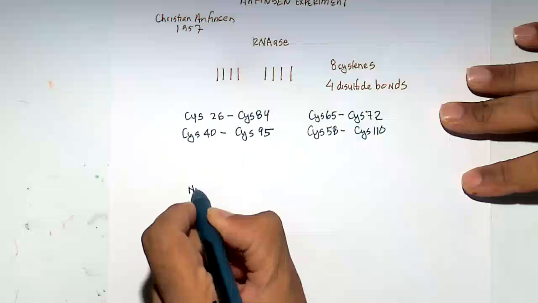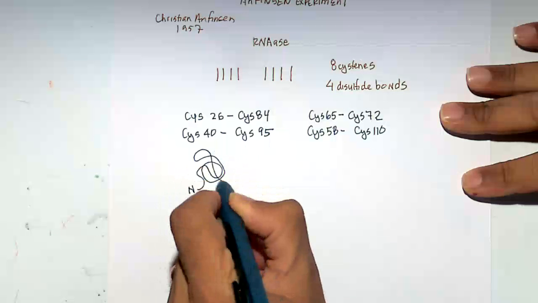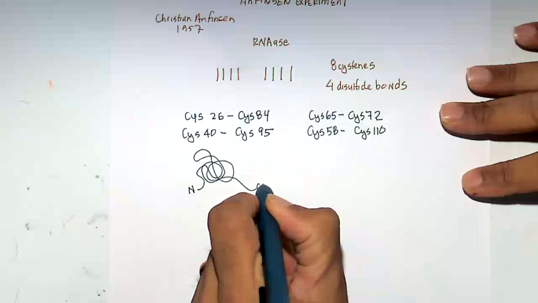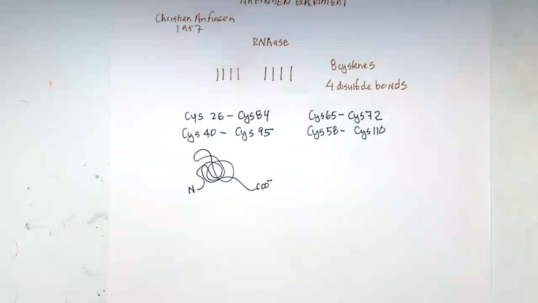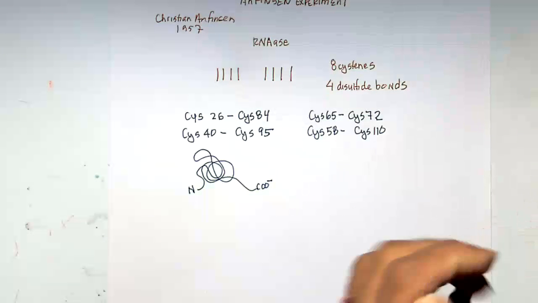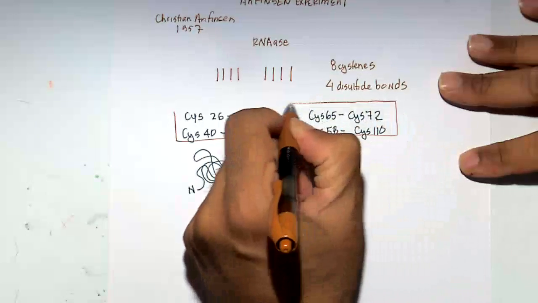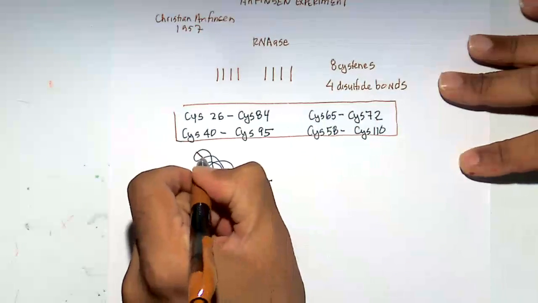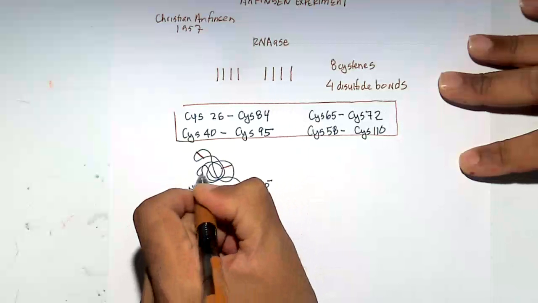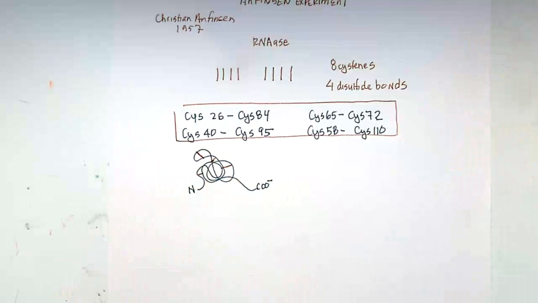So if everything goes nice and well, we would expect RNase A to look like this with those correct disulfide bonding partners. Okay, 4 disulfide bonds. 1, 2, 3, 4. Okay, this is the correct three-dimensional fold.